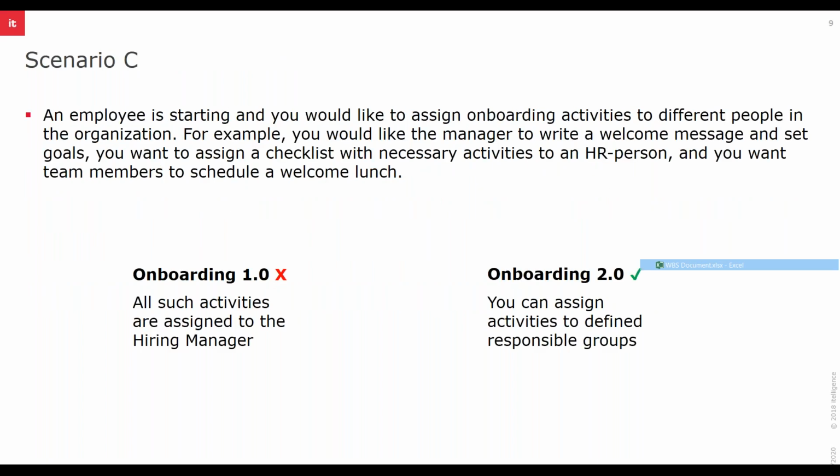And also, you can now involve as many responsible parties as you wish in the onboarding activities. As an example, if you have an employee starting and you would like to assign onboarding activities to different people in the organization. For example, you would like the manager to write a welcome message and set goals, and you want to assign a checklist with necessary activities to someone in HR, and you want team members to schedule a welcome lunch. So in Onboarding 1.0, all of those activities were assigned to the hiring manager. In 2.0, you can assign activities to defined responsible groups. You can set up a number of different groups. They can be dynamic or static, and then you can assign activities to those groups as you see fit for your organization.